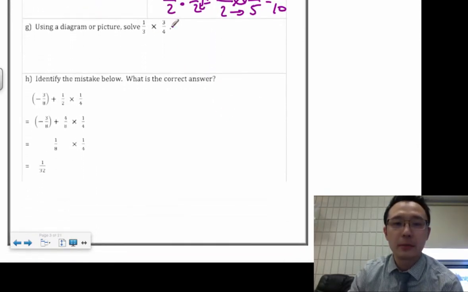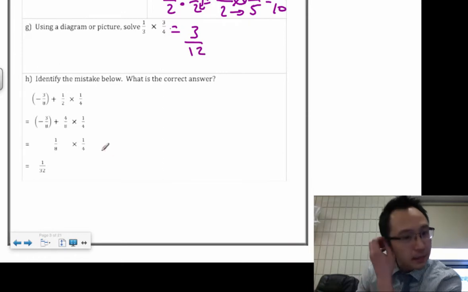Using a diagram picture, solve for this. I'm just going to solve for this. It's going to be 3 over 12. That's your answer.